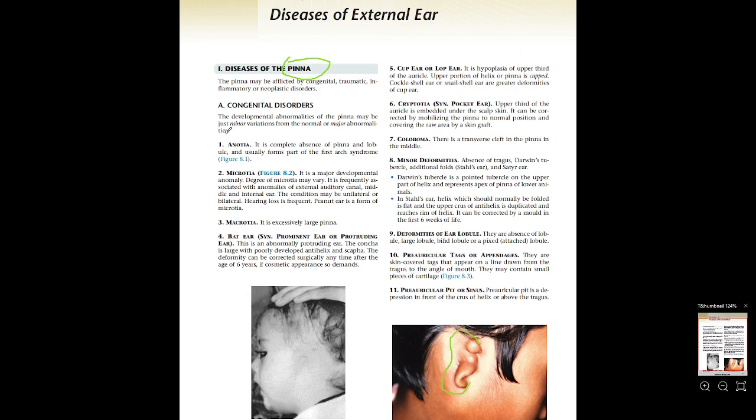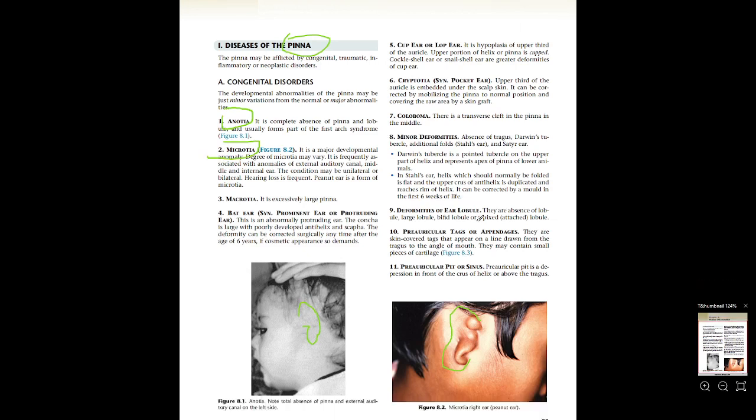So let's see, anotia, meaning the complete absence of the ear pinna. See, there is no pinna here on the face of the girl. Then microtia, meaning small ears. Okay, this is microtia, the ears are small. And macrotia, meaning excessively large pinna. Bat ear, meaning the pinna looks like the pinna of a bat.